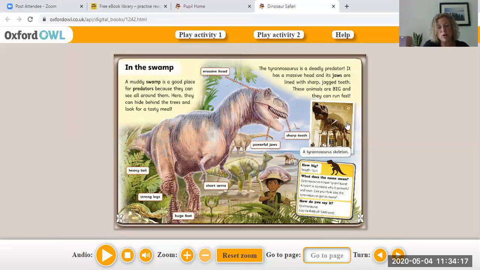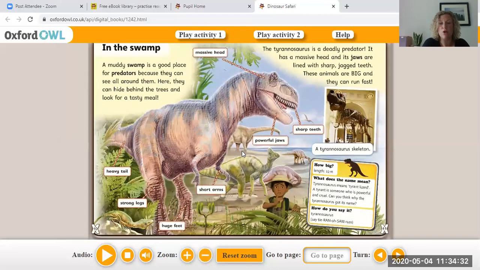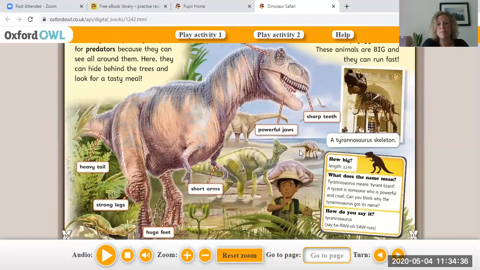And here's a photograph, just as I was talking about. This is a skeleton, a real skeleton of a Tyrannosaurus. And this was taken when it was all constructed back together again and placed in a museum. And if you ever go to the Natural History Museum in the future, or if you've been in the past, you will have seen some dinosaur skeletons.